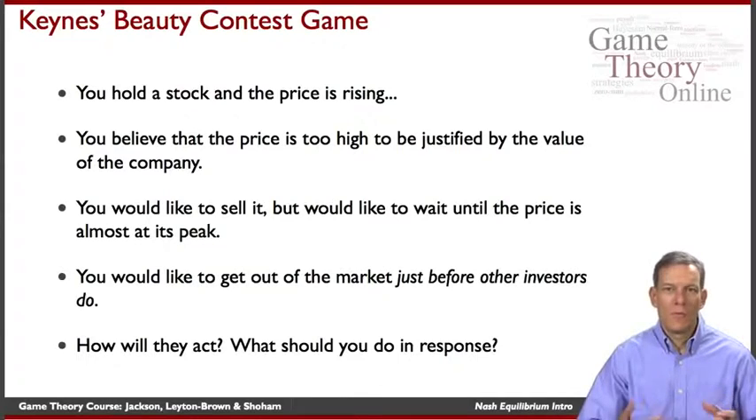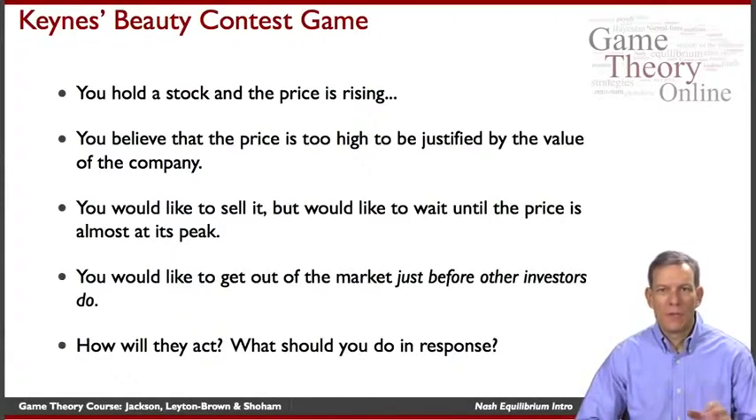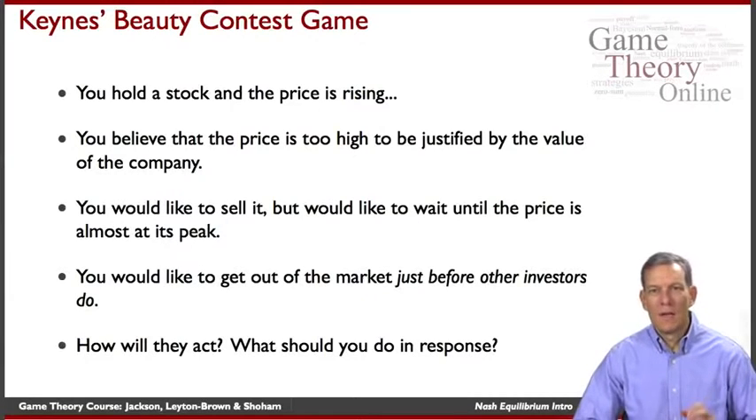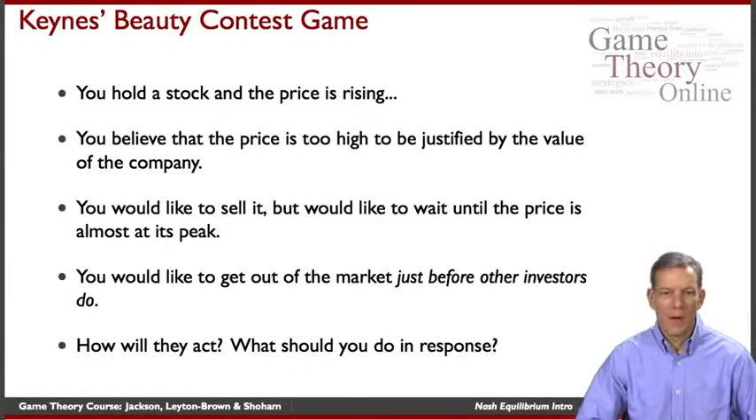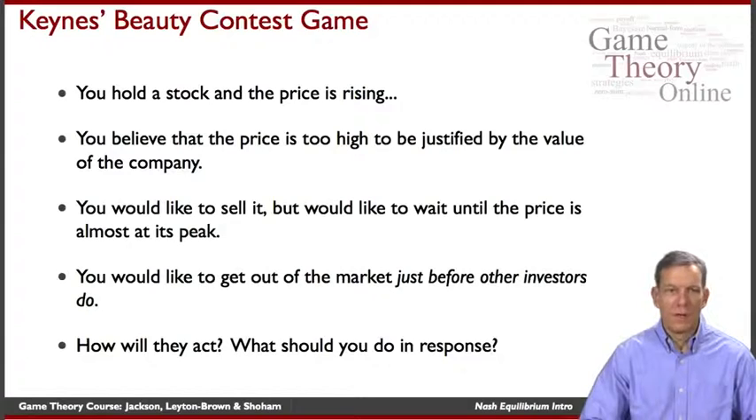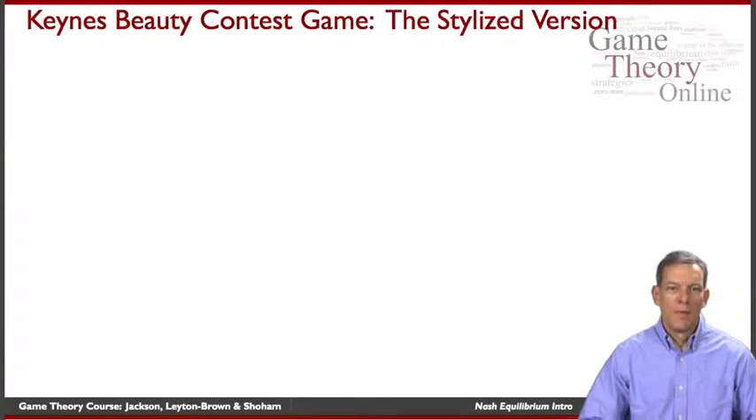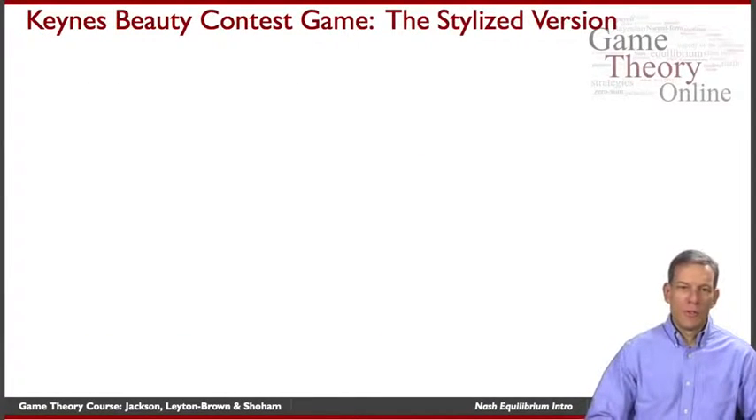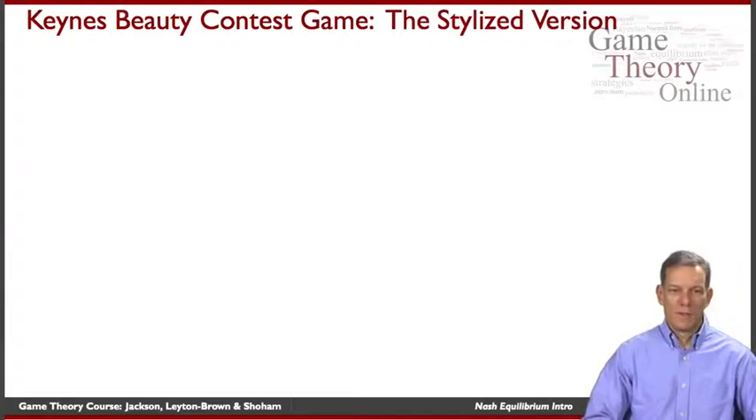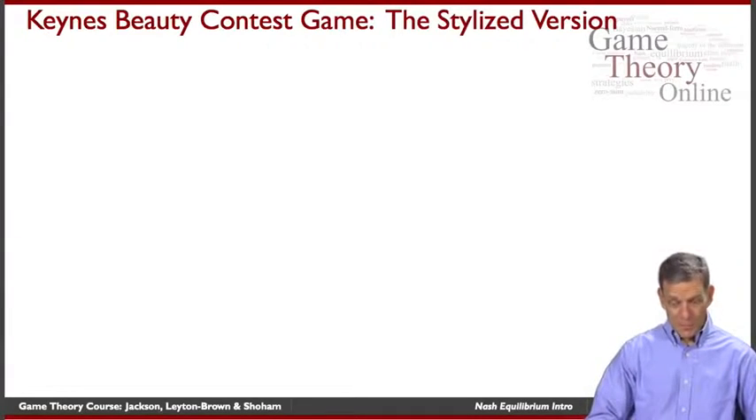So the basic ingredients of Nash equilibrium are going to be having some prediction of what other players are doing and then choosing the optimal strategy in response to that. So these are going to be two key ingredients that we have. So there's a very stylized version of this, which is known as the Keynes Beauty Contest game.